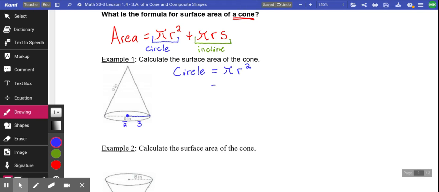Perfect. That means the area of my circle is pi times 3 squared. Remember that squared just means times itself. So it's really pi times 3 times 3. You throw that into your calculator. Remember, we're going to write down about 3 decimals worth. Oh boy, I hit plus. 28.274. That's the circle part of the cone.